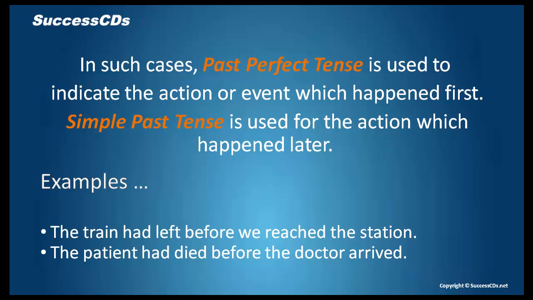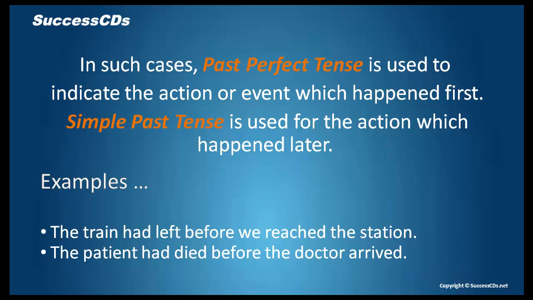Now look at these examples below. The train had left before we reached the station. The patient had died before the doctor arrived. Now in both these sentences, there are two actions. The train had left. We reached the station.